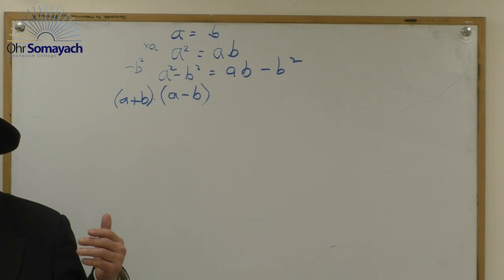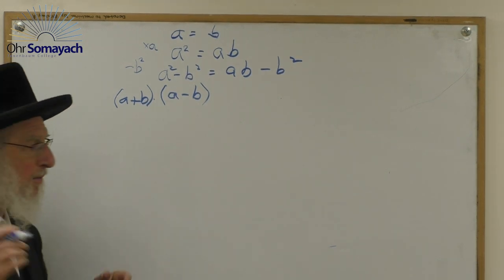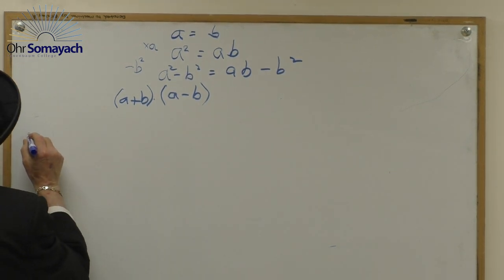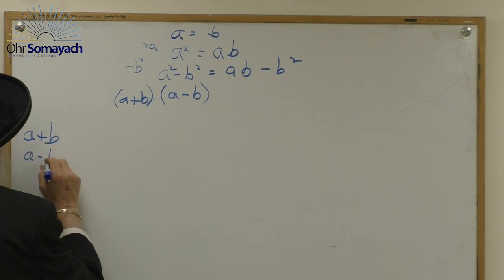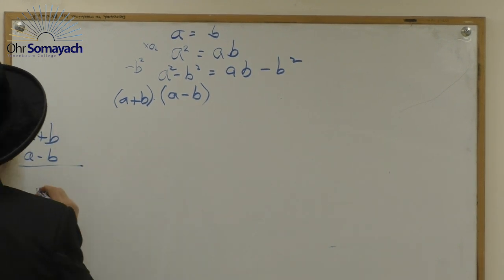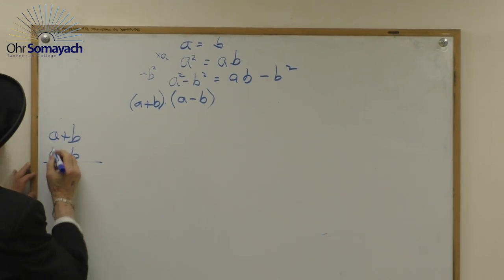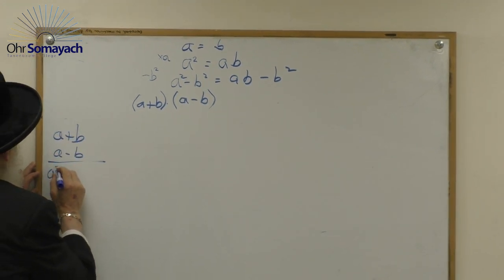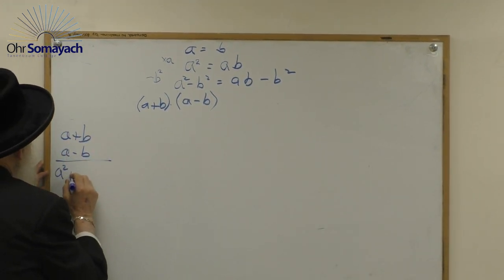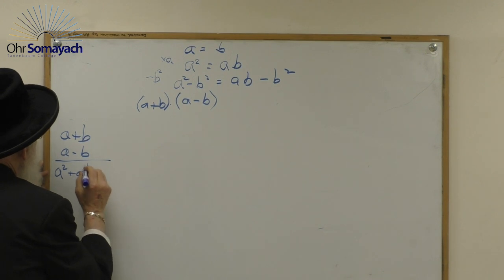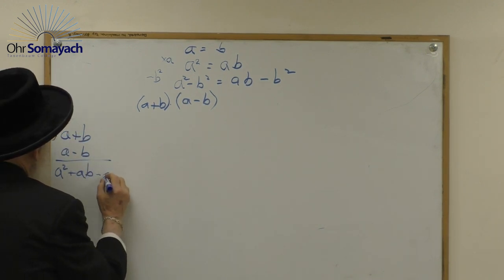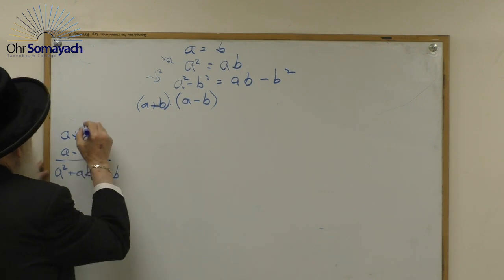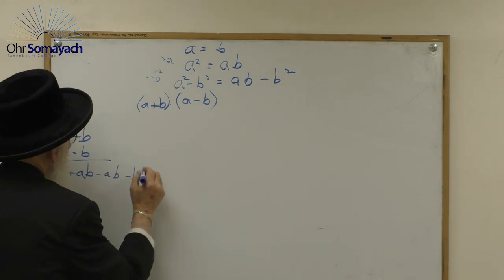I'll show you if you need to be shown. Yeah, a couple of people seem to be doubtful. Let's try it over here. There's A plus B and A minus B. Now let's multiply, okay? So now, I'll multiply A times A is A squared. A times B is AB. Now I got minus B times A, so that's minus AB. Minus B times B is minus B squared.